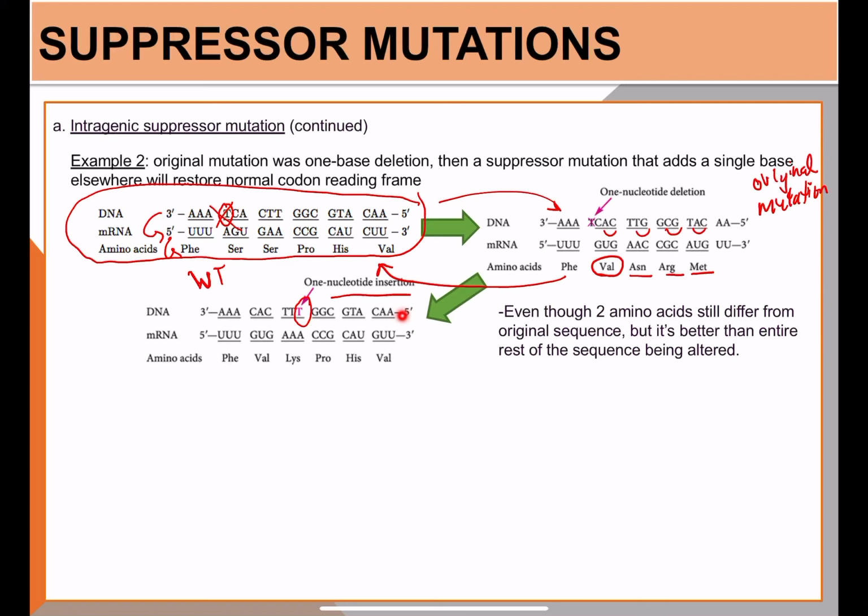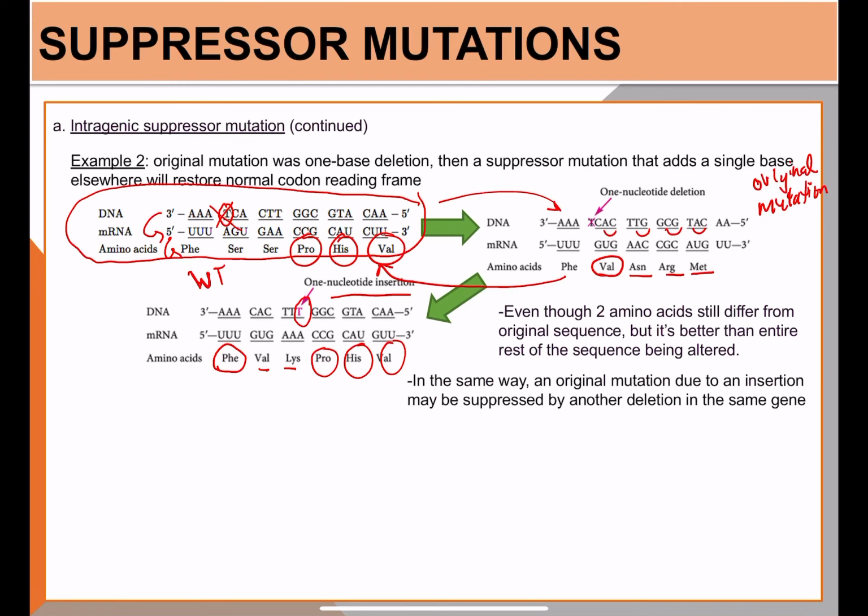So you still have phenylalanine as your first one. You have two different amino acids, but everything after that at least is the same as the original sequence, okay? So even though the suppressor mutation still created two different amino acids in the sequence, this is definitely a much less severe consequence than changing all the reading frames for the rest of the sequence. This situation here is much better than this situation here, okay?